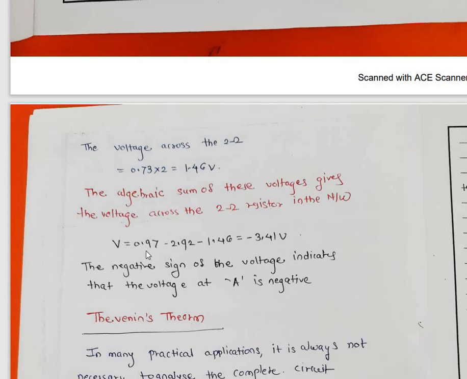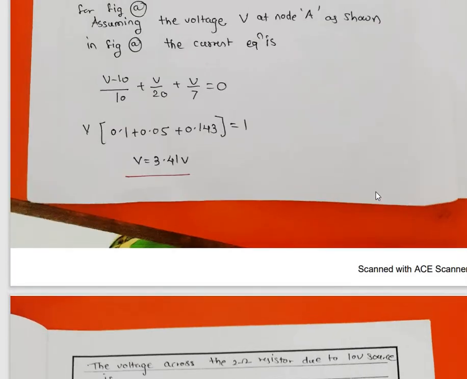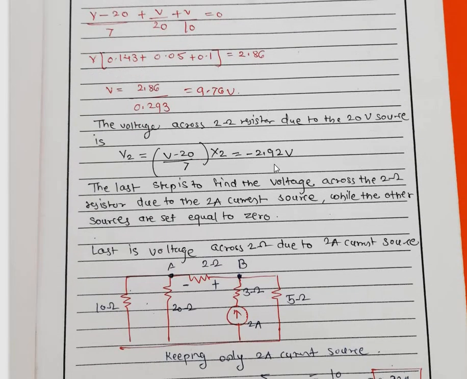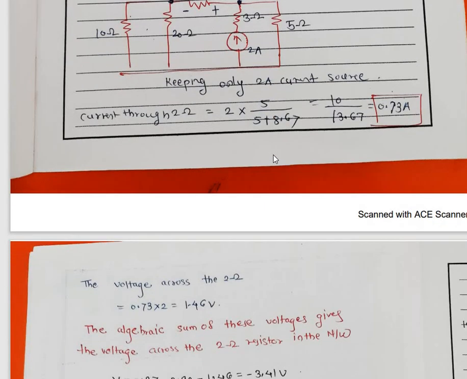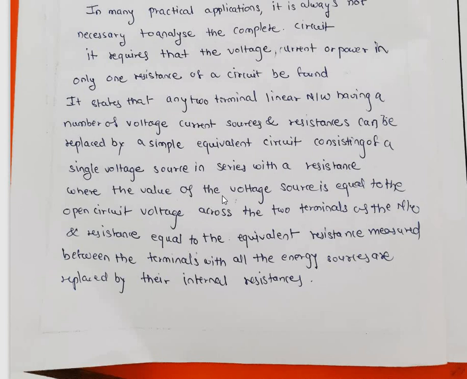So the total voltage is the algebraic sum. V is equal to 0.97 minus 2.92 minus 1.46, which is equal to minus 3.41 volt. Wherever this voltage is coming minus, it is because of the current direction, and accordingly I have considered the sign. So whatever value is coming is taken. Here one value is 3.41, one is minus 2.92, one is 0.97, and one is 1.46. So all together this is giving us the effective voltage drop. So this is about the superposition theorem.